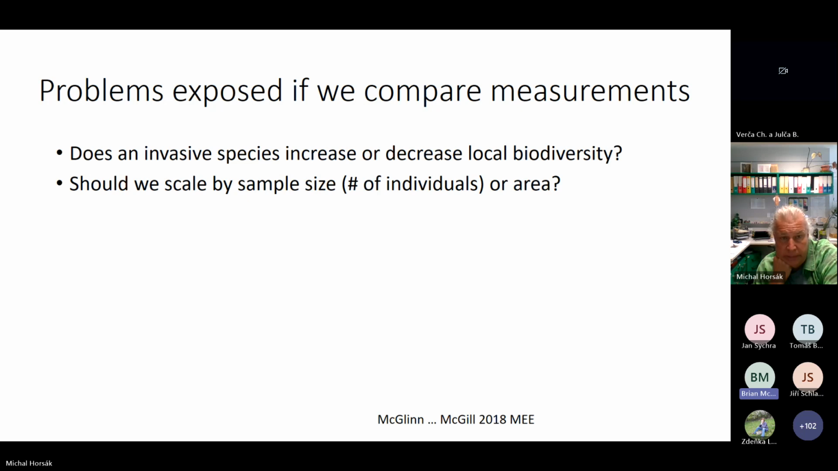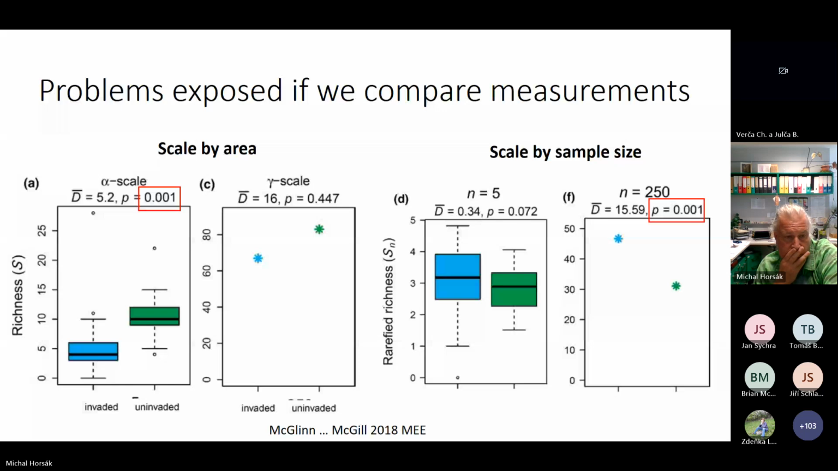And just to put this in context, I want to ask a simple question. This is data from John Chase and Tiffany Knight: if an invasive species comes in, does it increase or decrease the local biodiversity? They argued we have to pay attention to scale. So should we scale by sample size or number of individuals in the area? And the answer completely depends on if we scale by sample size or if we scale by area.